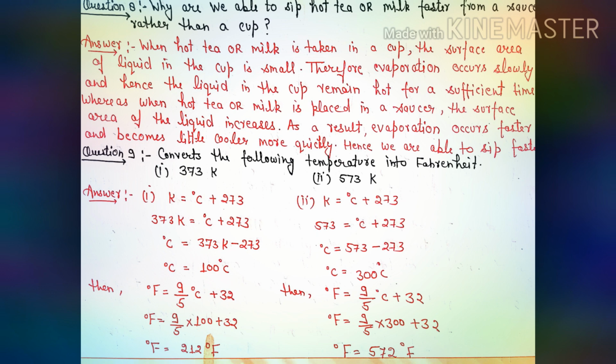Question number 9, convert the following temperature into Fahrenheit. So students, there is no formula or any direct method to convert the Kelvin scale to the Fahrenheit scale. We have to do this indirectly. For example, number 1, first we have to convert 373 Kelvin into the Celsius scale using the following formula, and then the Celsius scale can be converted into Fahrenheit with the help of the given formula, which is degree Fahrenheit is equal to 9 upon 5 degree Celsius plus 32. Similarly, in the second question, first convert 573 Kelvin into degree Celsius and then convert degree Celsius into the Fahrenheit scale.